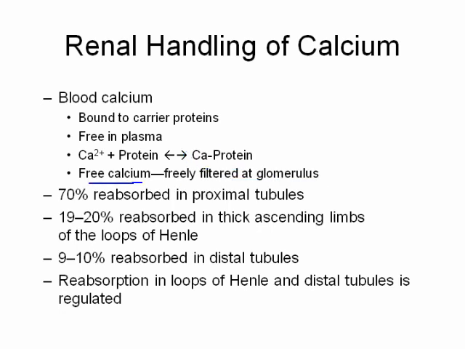But of that free calcium that is freely filtered, 70% of it, again, will be reabsorbed in the proximal tubule, just as we've seen for other solutes. And then another 19 to 20% is reabsorbed in the thick ascending limbs of the loop of Henle. A smaller amount is reabsorbed in the distal tubules. And the reabsorption in the loop of Henle and the distal tubules is regulated.